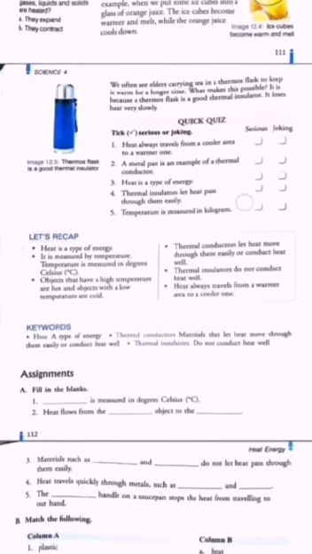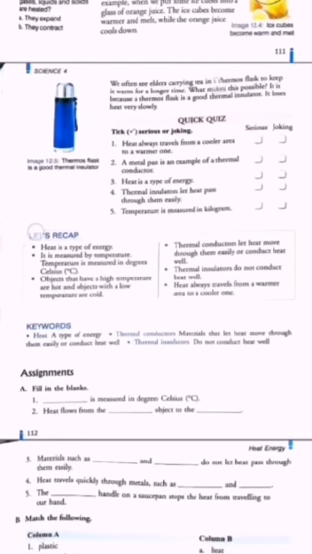Then come to the next page. We often see elders carrying tea in a thermos flask to keep it warm for a longer time. What makes this possible is that a thermos flask is a good thermal insulator. It loses heat very slowly. So that is the reason why we carry hot liquid or hot beverages in a thermos flask, so that it will remain at the temperature which we want it to be. Okay, as they are good thermal insulators.